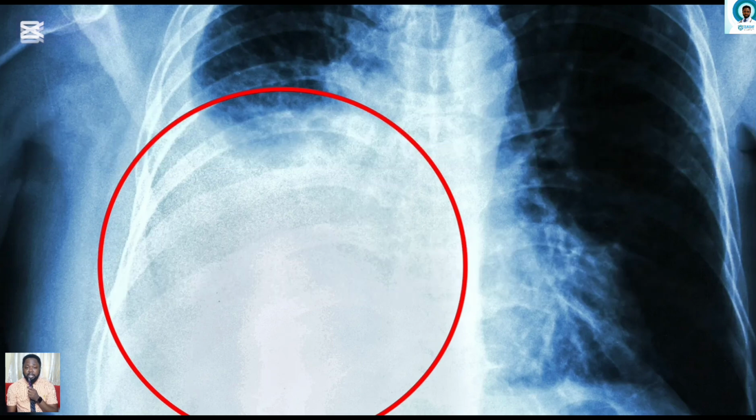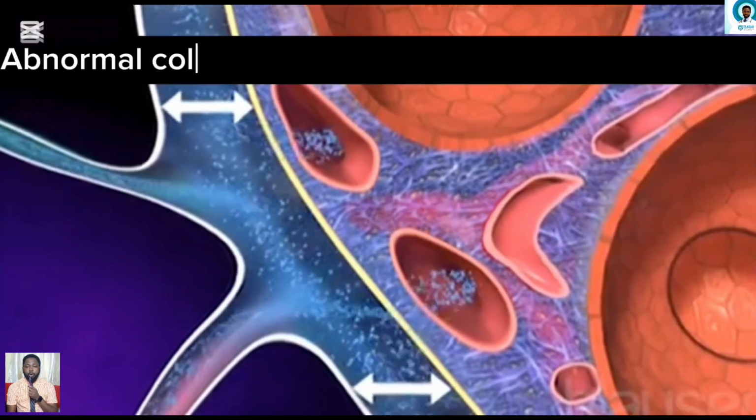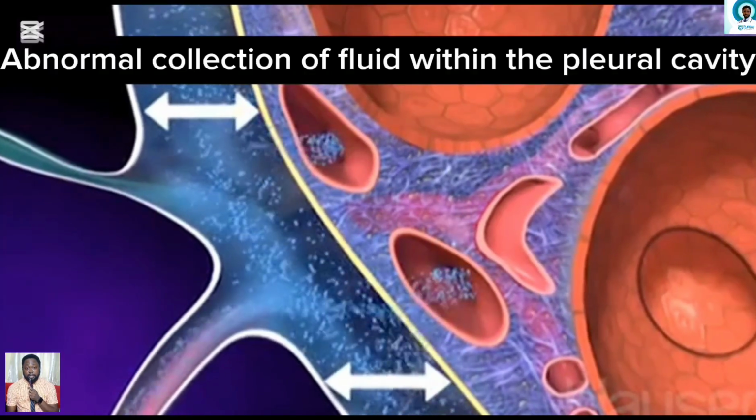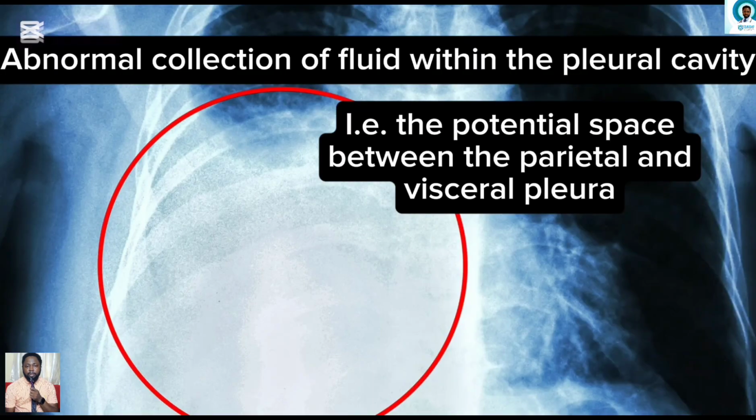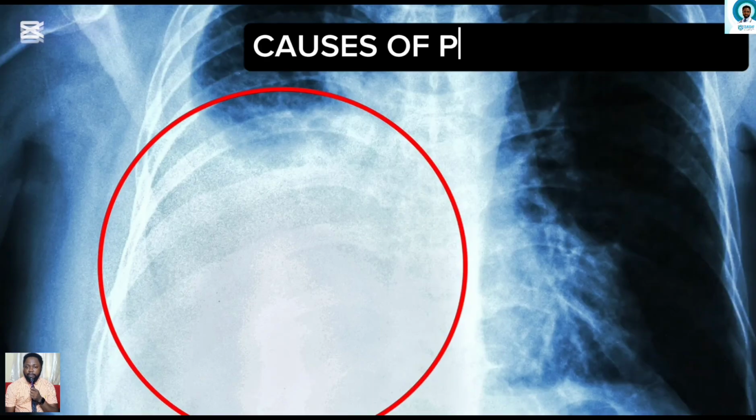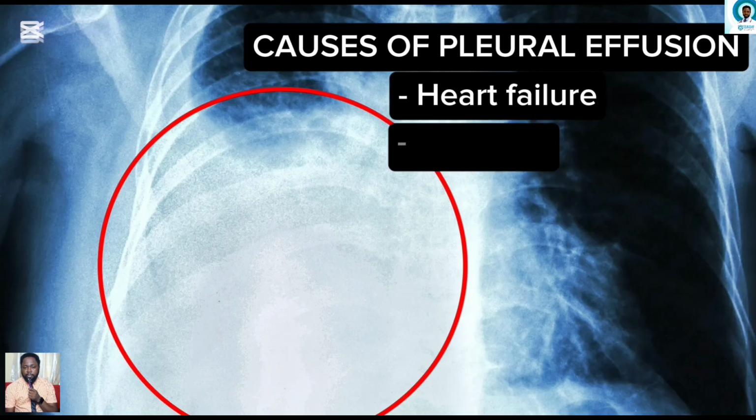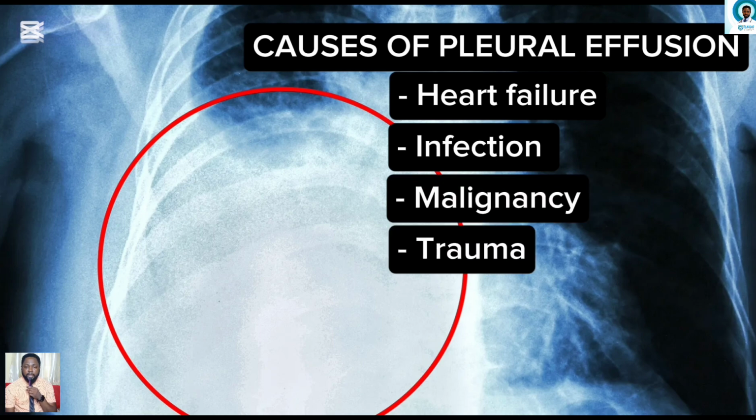Now, what is pleural effusion? Pleural effusion refers to the abnormal collection of fluid within the pleural cavity, which is the potential space between the parietal and visceral pleura. Effusion can result from a variety of causes such as heart failure, infection, malignancy, and trauma.